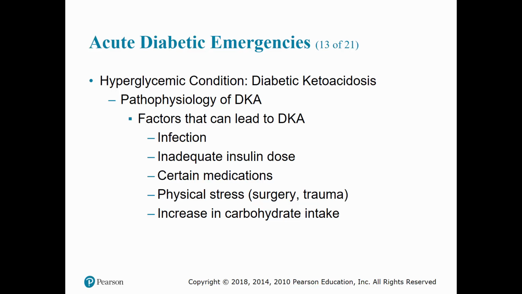There are multiple factors that can lead a patient to develop DKA, such as the patient suffering from an infection such as a urinary tract infection or pneumonia that has upset the insulin and glucose balance, especially in the elderly or debilitated patient. The patient has taken an inadequate dose of insulin or is not compliant with their medication used to treat the diabetic condition.